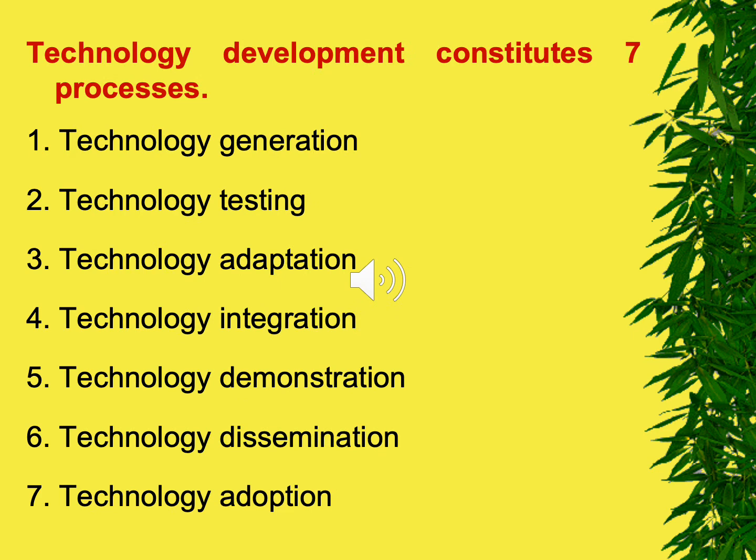So we see that technology development constitutes 7 processes. These are technology generation, technology testing, technology adaptation, technology integration, technology demonstration, technology dissemination, and technology adoption.